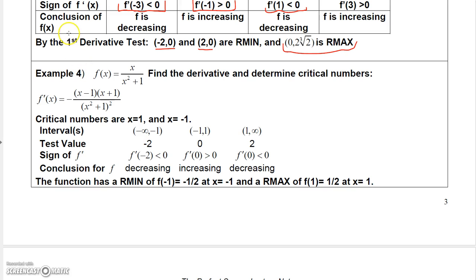Okay, here's another one. When we found the derivative of this function, we got negative (x minus 1)(x plus 1) over (x squared plus 1) quantity squared, and we found that x equals 1 and -1 were critical numbers.